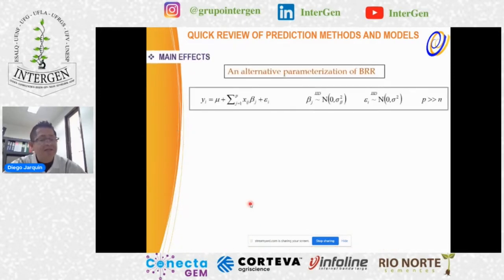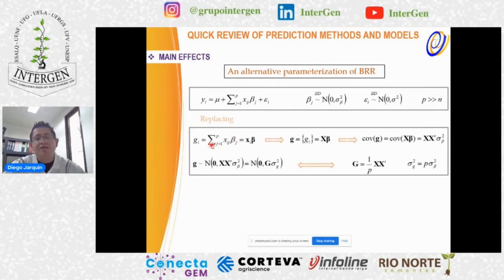We have alternative parametrizations, and the model that we are using in many cases is called the G-BLUP model, where we are just replacing this linear combination by a genomic effect, and we stack all of the genomic effects and compute the moments of this vector. So the covariance of g, the stacked vector of genomic effects equal to X beta, is given by X X' sigma square beta, with expected value of 0. This random term follows a normal distribution, with covariance sigma square beta G, where G is equal to XX' divided by p.